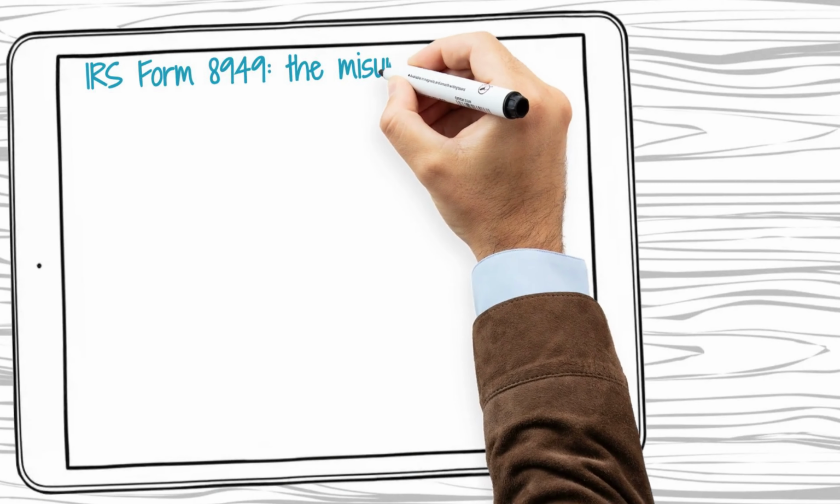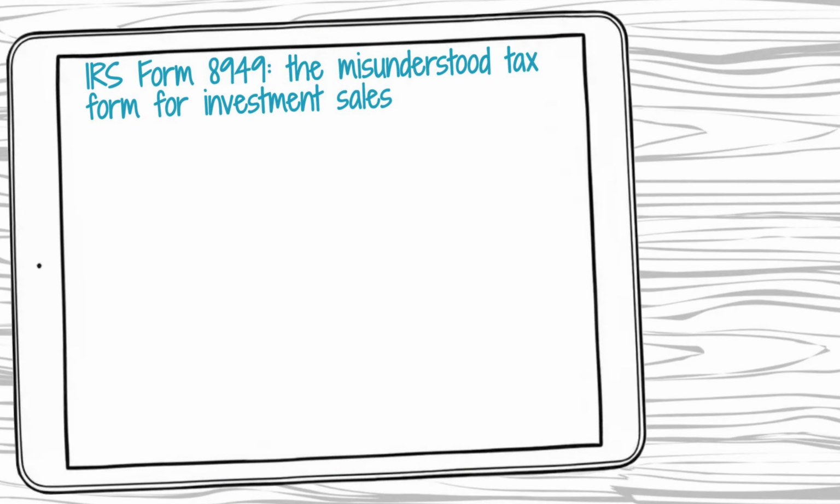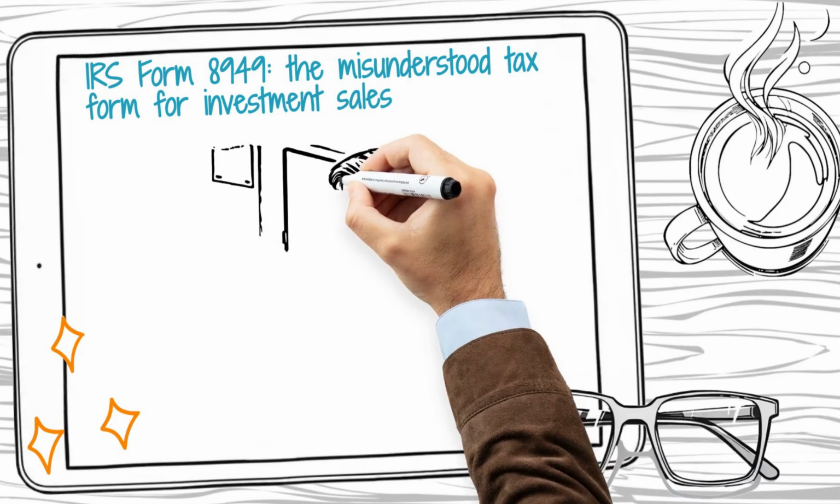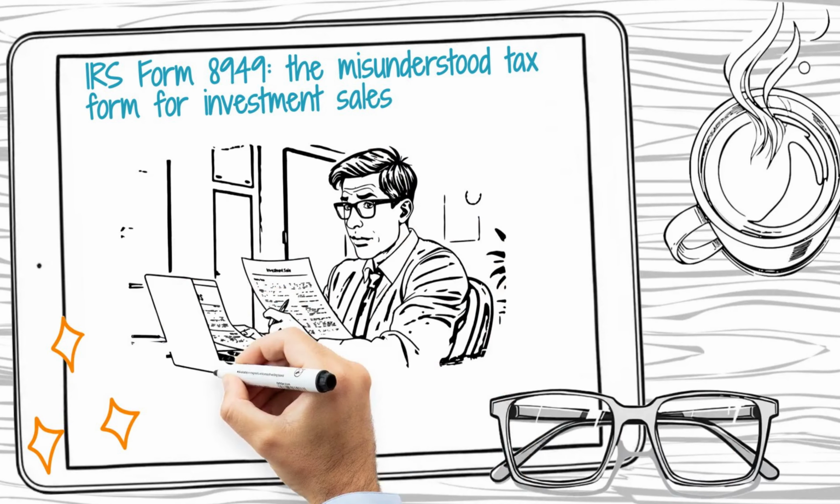Let's talk about one of the most misunderstood tax forms out there, IRS Form 8949. If you sold investments in 2025 and wondered why your tax software suddenly got serious, this form is usually the reason.